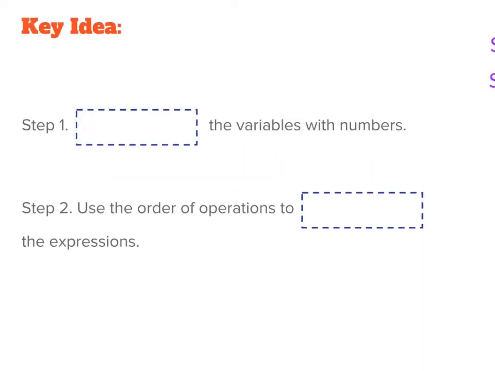So we have two steps in solving any evaluating problem. Step one, we're going to be substituting the variable with the numbers. That means to replace the variables that we have with numbers. Another way to think about this is plugging in, but plugging in is not really a math term, so we're going to be using substitute. Step two, we're going to use the order of operations to simplify the expression.